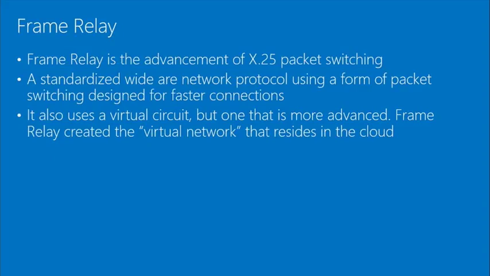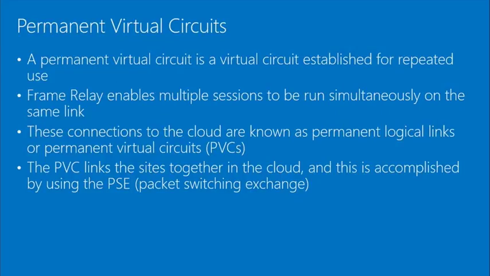Frame relay is an advancement on X.25 packet switching. It is a standardized wide area network protocol using a form of packet switching designed for faster connections. So now we're basically picking up the speed. It also uses a virtual circuit, one that's a bit more advanced. Frame relay created the virtual network that resides in the cloud. Permanent virtual circuits: a virtual circuit established for repeated use. Frame relay enables multiple sessions to be run simultaneously on the same link. Connections to the cloud are known as permanent logical links or permanent virtual circuits. The PVC links a site together in the cloud, accomplished by using packet switching exchanges.